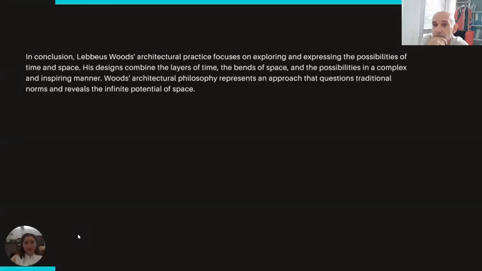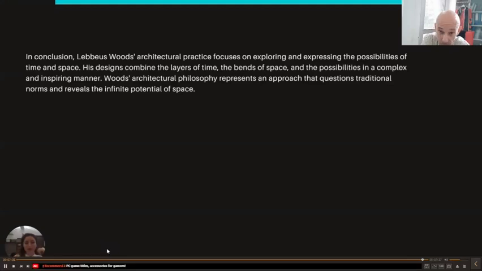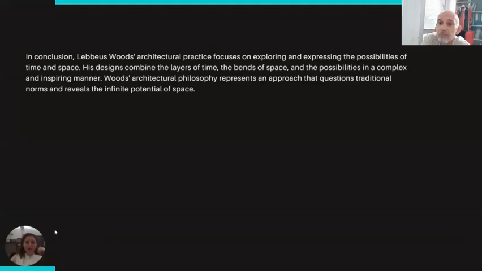His design combines the layers of time, the bands of space, and possibilities in a complex and inspiring manner. Lebbeus' architectural philosophy represents an approach that questions traditional norms and reveals the infinite potential of space.